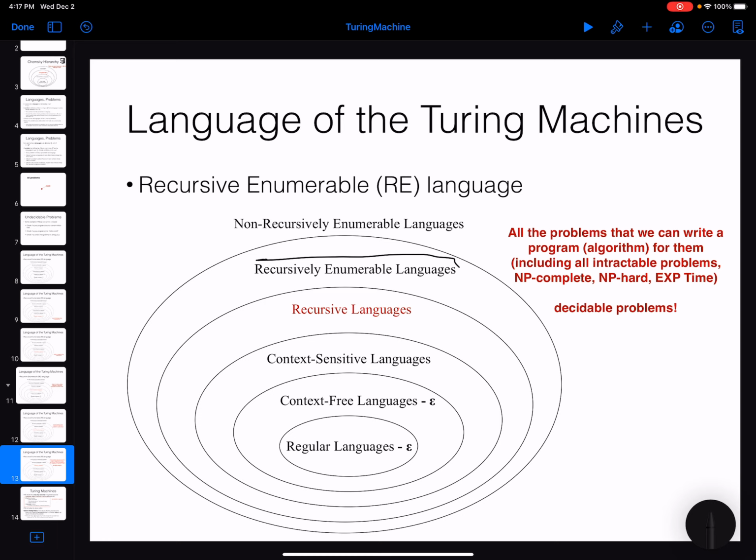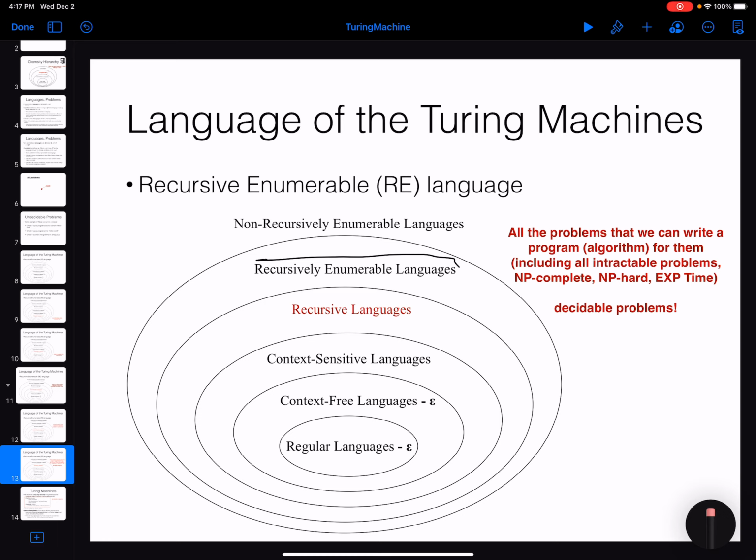So basically, recursive languages cover all decidable problems. It doesn't matter how long it would take to solve them. The polynomial problems, the NP-complete, NP-hard, exponential time, all of those problems are going to be a part of recursive languages, a part of decidable problems. It doesn't matter how long it would take, but because we know we can write down an algorithm to solve them, they are going to be decidable.